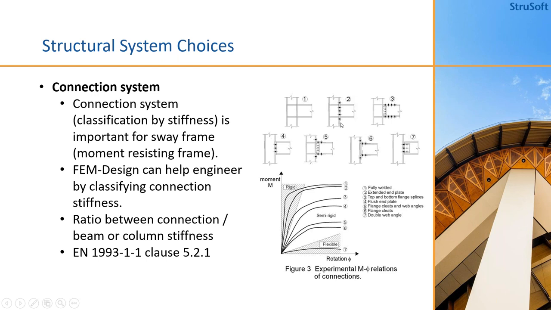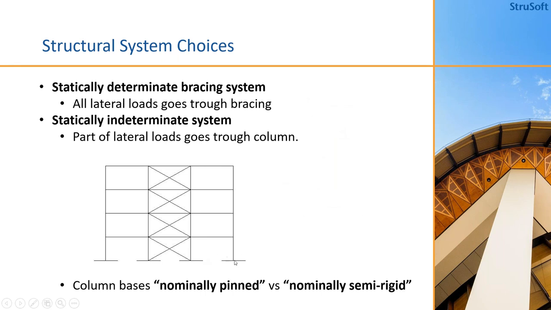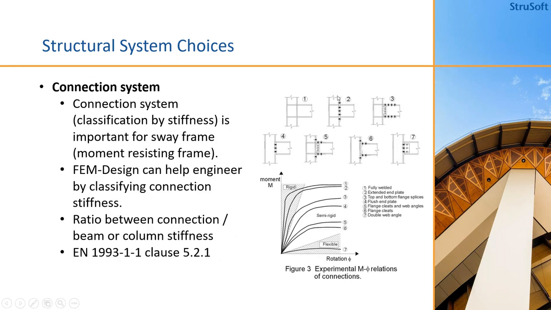But it might also be the case if you look at connection number 2 here. Depending on the thickness of the end plates, this type of connection can also be pinned, and the same applies to those column footings. So if you think about whether this is a pinned or rigid connection, you have to look at the real stiffness of the connection and compare it to the stiffness of the beam or the column. So you look at the ratio between the connection stiffness and the column or beam stiffness. But FEM-Design can help you a lot here, because you have this connection design module which will tell you exactly the stiffness, and it will also tell you how your connection is classified, so you know if it is rigid, semi-rigid or flexible.